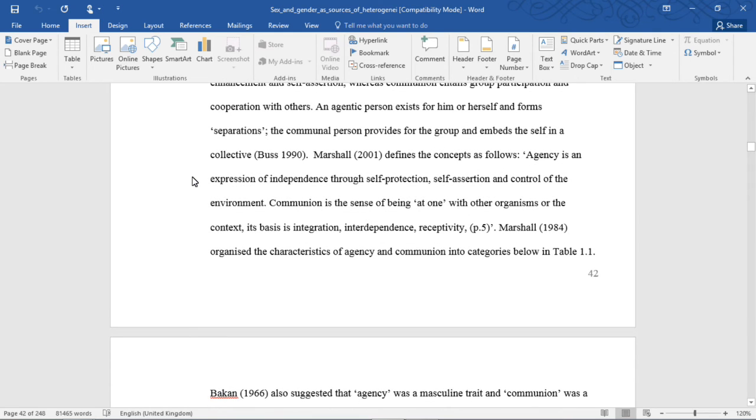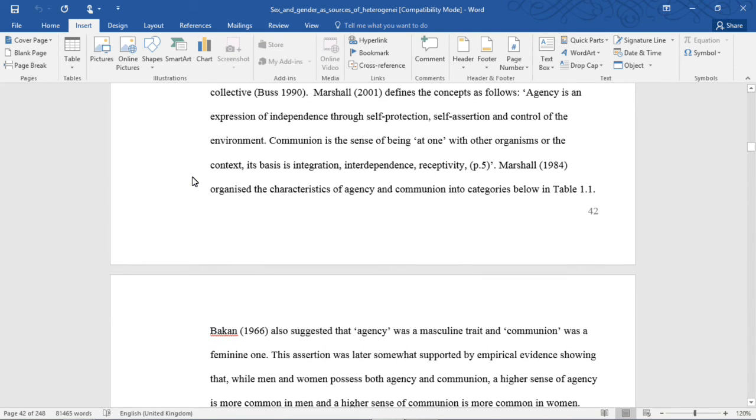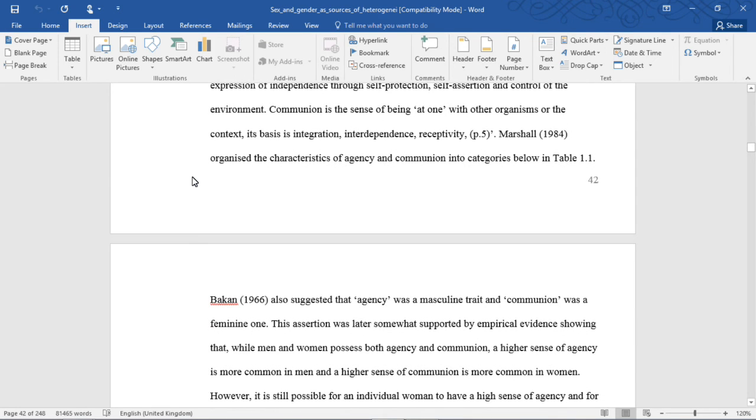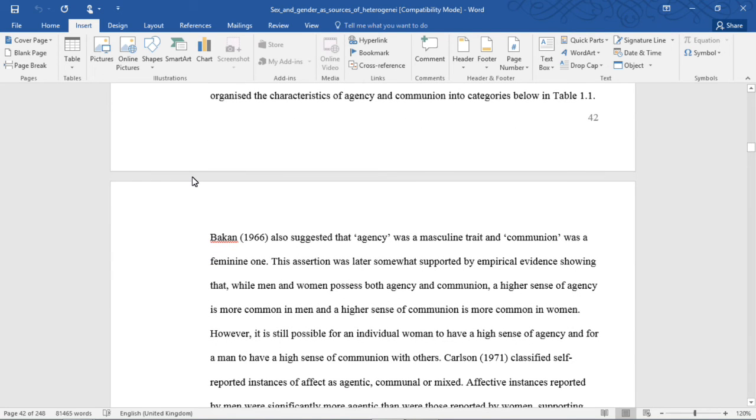Marshall defines the concept as follows, quote, agency is an expression of independence through self-protection, self-assertion, and control of the environment. Communion is the sense of being at one with other organisms or the context. Its basis is integration, interdependence, receptivity, unquote. Marshall organized the characteristics of agency and communion into categories below in Table 1.1.